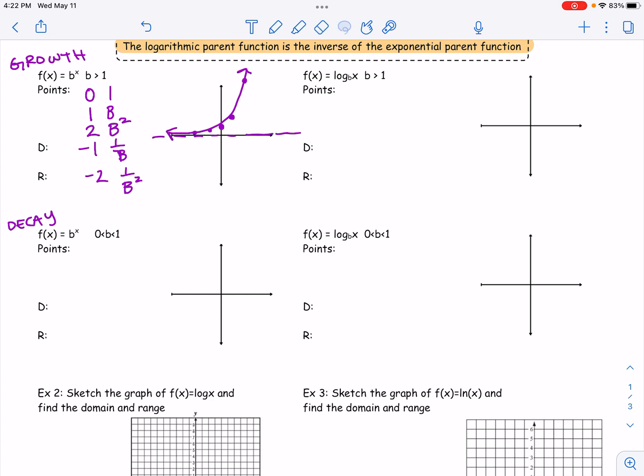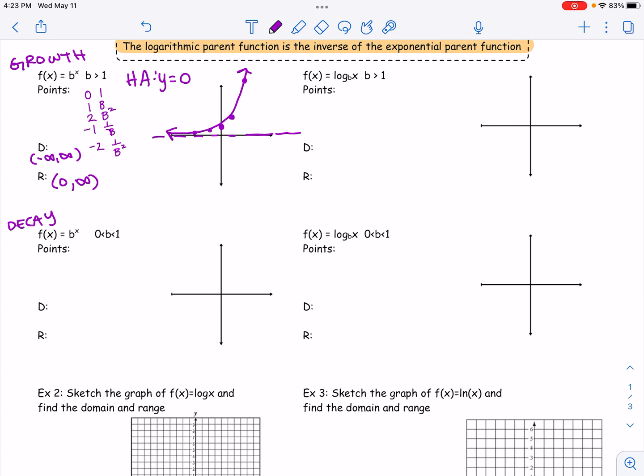So remember, for exponential functions, you do have a horizontal asymptote at y equals 0. Domain was always negative infinity to positive infinity. Range was dependent on if there was any kind of transformations that flipped it or shifted it up and down. So for the parent function, the range would just be 0 to infinity.